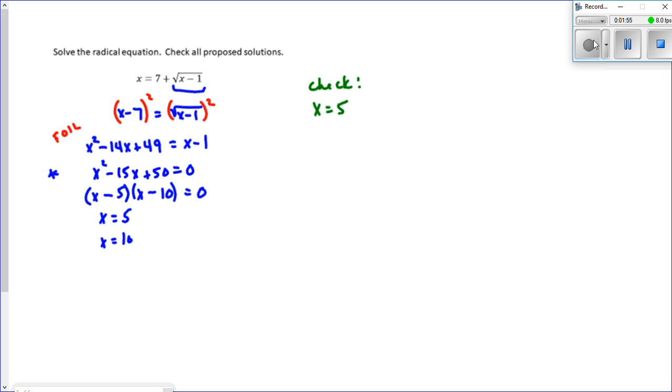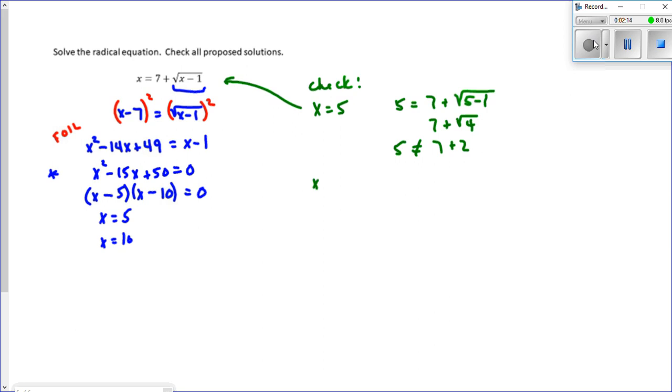x equals 5 plugged into this equation will give us 5 equals 7 plus the square root of 5 minus 1. So that's 7 plus the square root of 4, and that is not equal to 5. So this is not a solution, it's an extraneous solution.